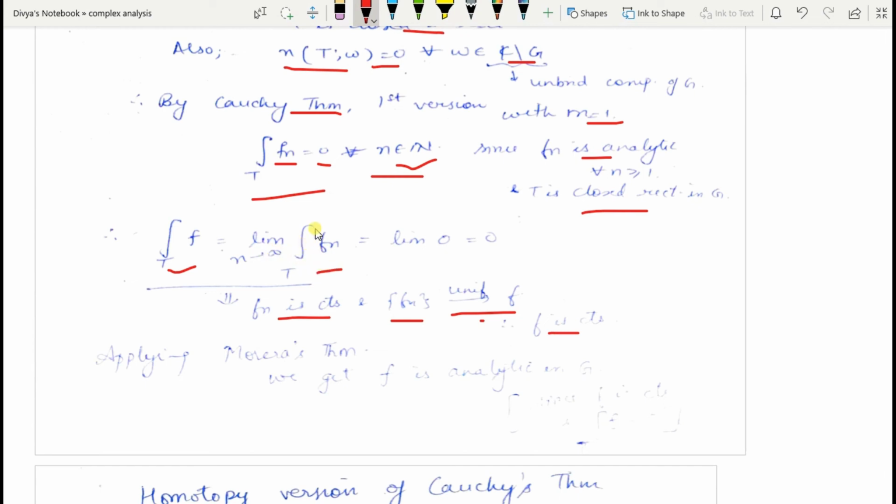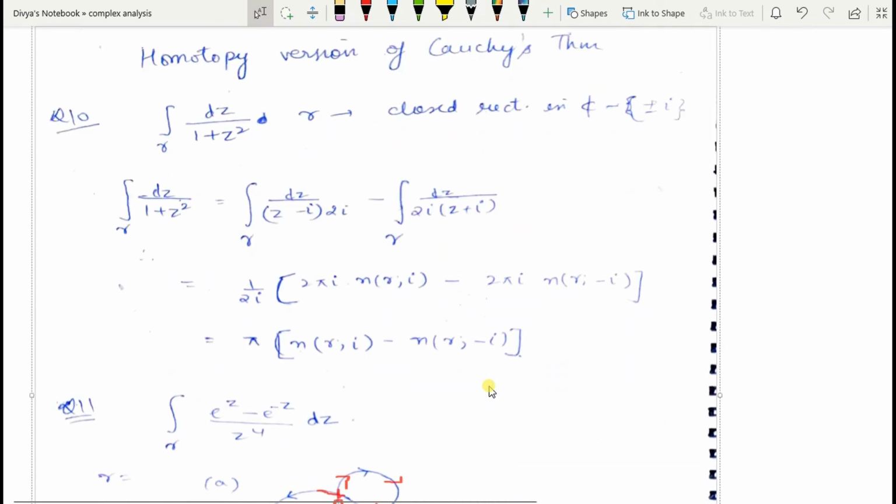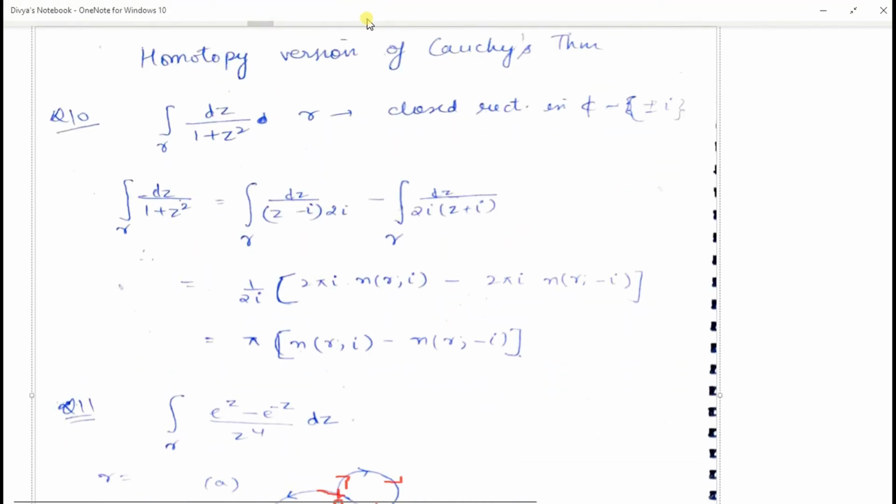Since the limit as n tends to infinity of the integral of Fn is equal to 0, which we have proved in the previous step, the integral of the function f over the path is equal to 0. So we can apply Morera's theorem and we can get that f is analytic in G. Any doubt? No. Okay.